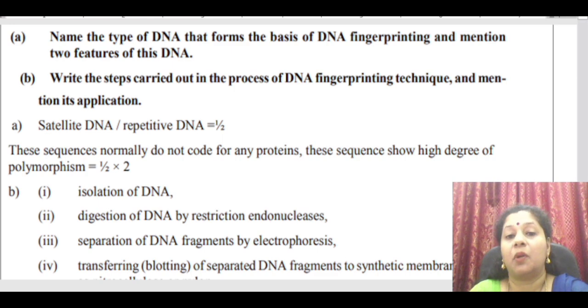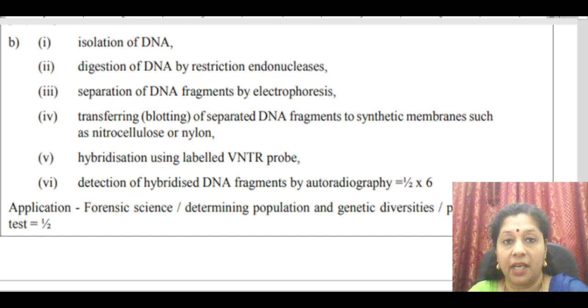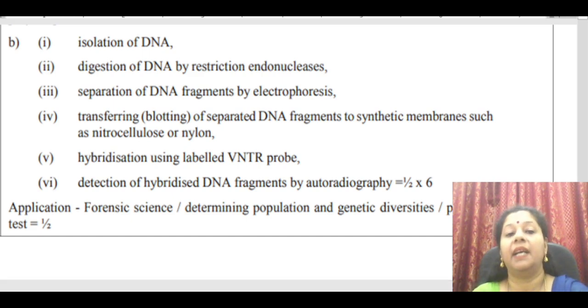Write the steps carried out in the process of DNA fingerprinting technique and mention its applications. The processes are somewhat similar to rDNA technology in the beginning. That is, first isolation of DNA, then digestion of DNA using restriction enzymes, that is restriction endonuclease, and separation of DNA fragments by gel electrophoresis. Up to that it is the same as rDNA technology. Then we transfer it to a blotting paper using the Southern blotting technique, and we get it on a nitrocellulose or nylon membrane. After that, we use radiolabeled VNTR, variable number tandem repeats, probes for hybridizing with this DNA, and detection of hybridized DNA fragments is done using autoradiography.